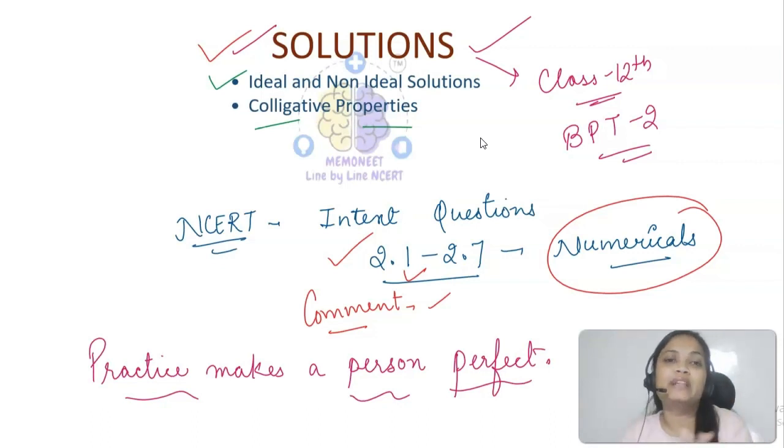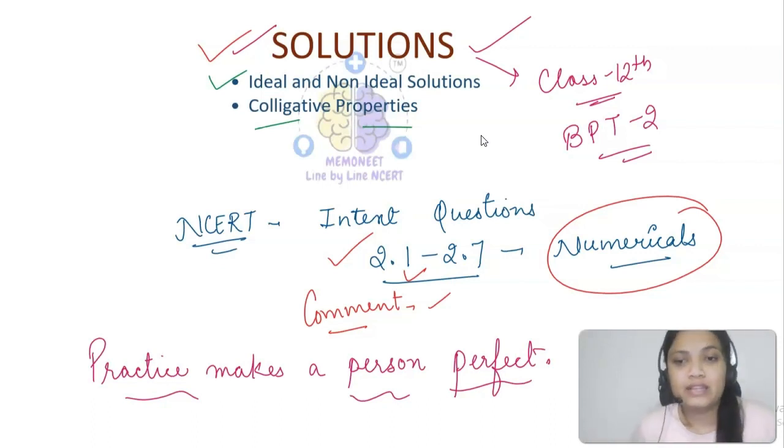We will go slow and steadily. Again one quotation comes to my mind: slow and steady wins the race. We don't have to rush, we don't have to put everything in our heads at once. We are going to do it slow and steadily, and definitely we are going to win the race. All right then, so let's start by talking about ideal and non-ideal solutions.